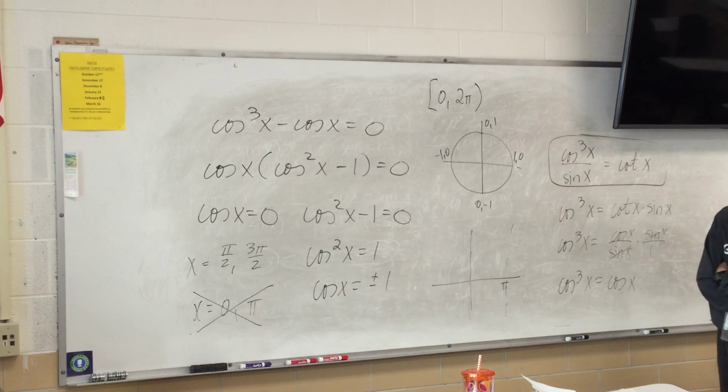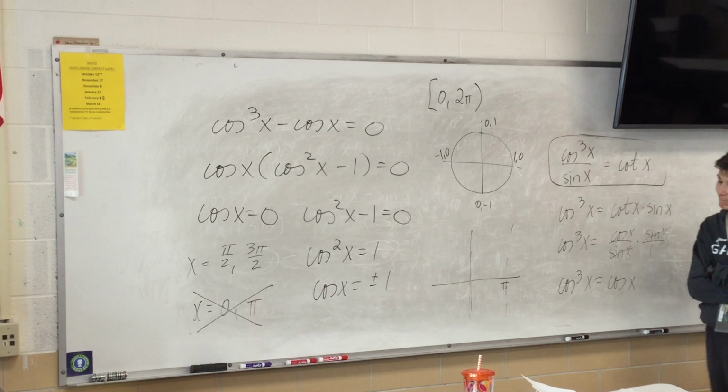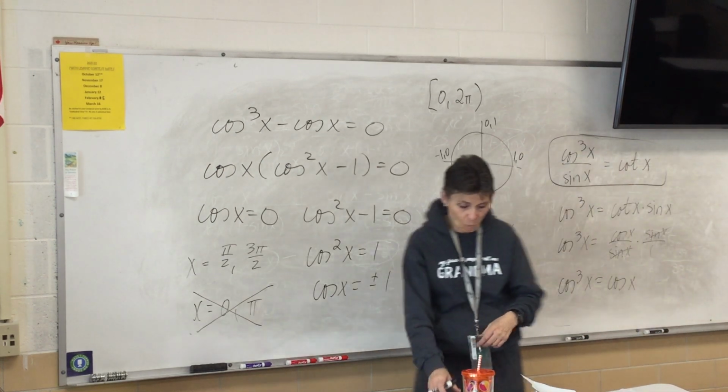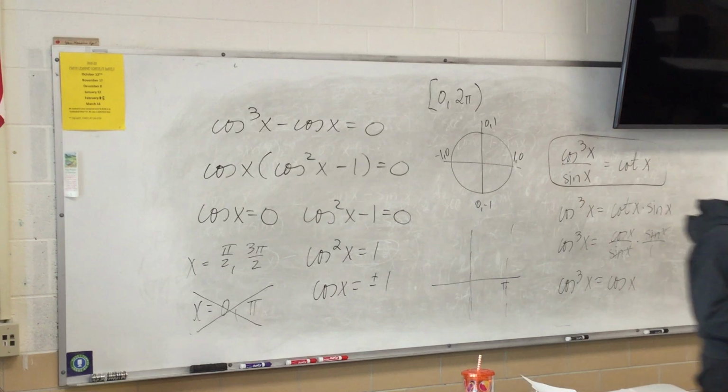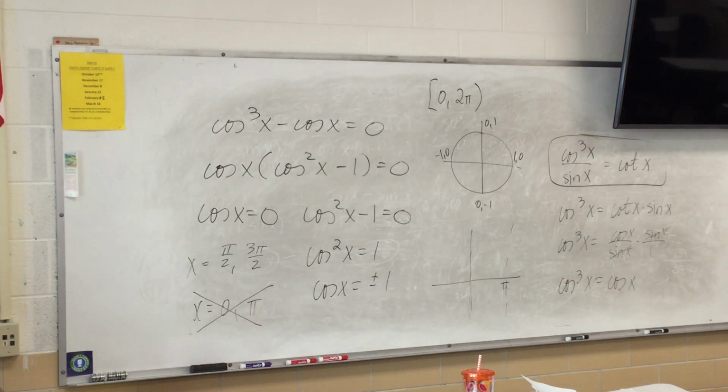The only answers to the problem are 90 and 270. In other words, pi over 2 and 3 pi over 2. Whew, that's fun. Let's do one more. I think we have time to do one more, and then we'll call it a day. Yep. All right, so here we go.